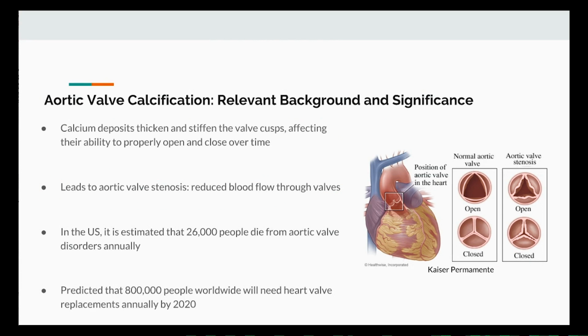This is important because in the US, it is estimated that 26,000 people die from aortic valve disorders annually, and by 2020, it is predicted that 800,000 people worldwide will need heart valve replacements each year, aortic valves.